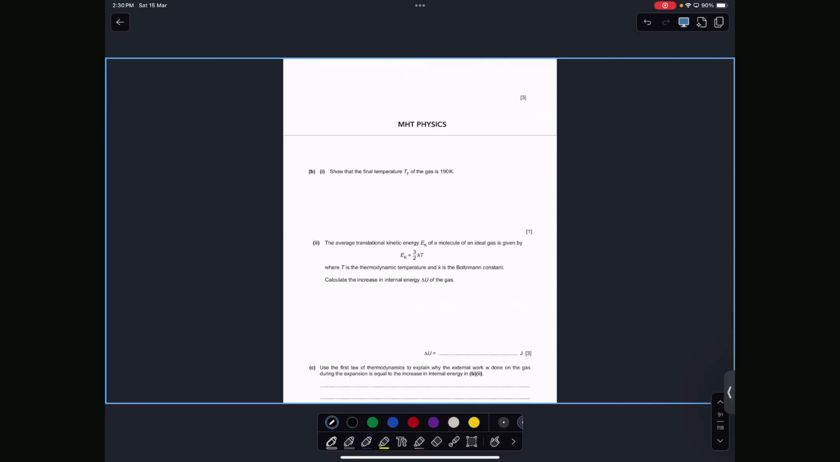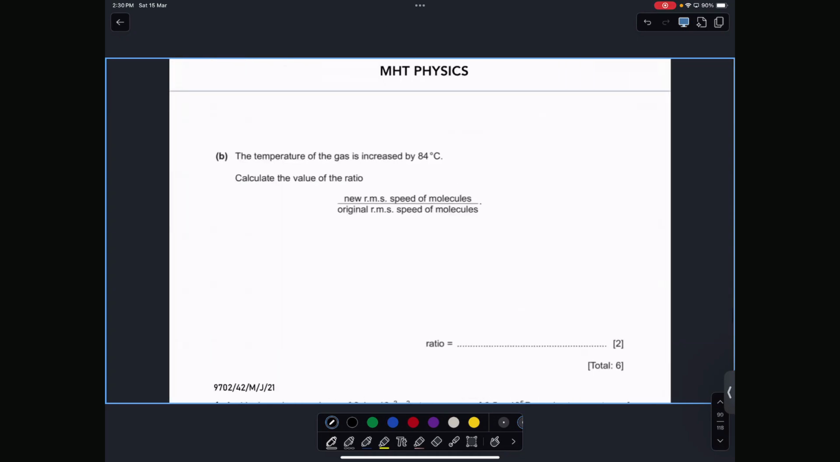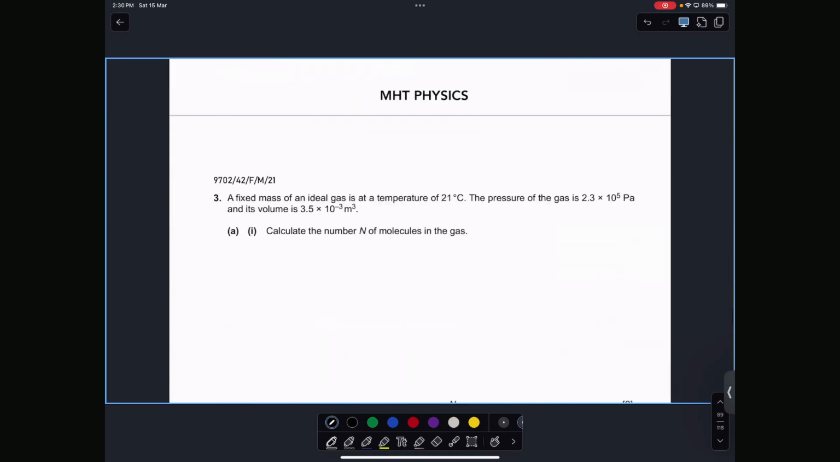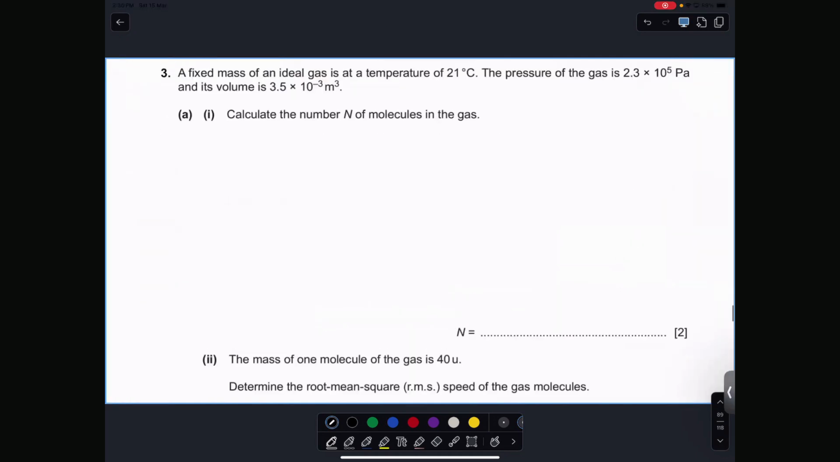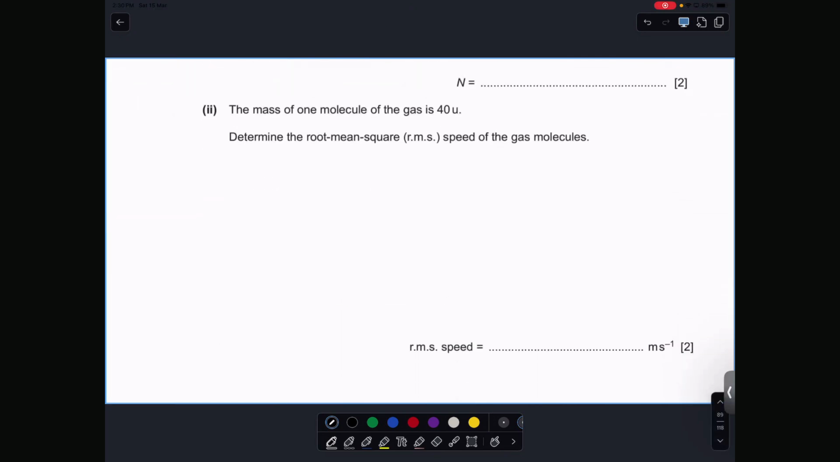3A from thermal physics or ideal gas. A mass of ideal gas has a temperature of 21. Everything is provided here. Find the number of particles here. Again, PV equals nRT. The mass of one molecule of gas is given. Determine the root mean square speed of the gas molecules.